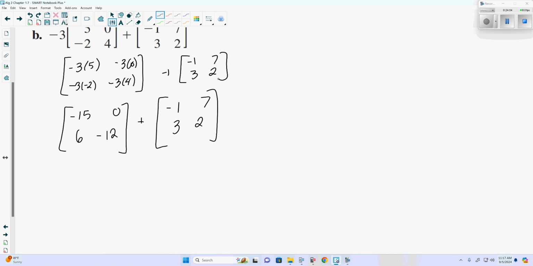Now I will say, that's not supposed to be there. This matrix doesn't have a scalar, so there's nothing to multiply. Because we can multiply it by 1, but 1 times negative 1 would be negative 1. 1 times 7 is 7. 1 times 3, 1 times 2, it's not going to change anything.